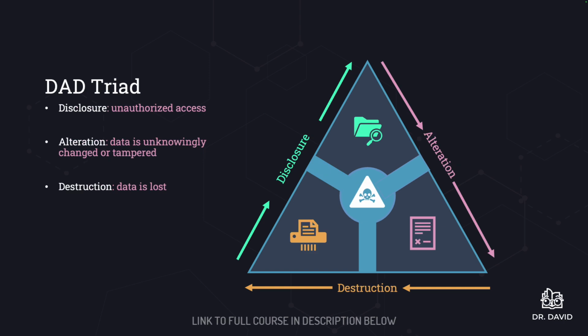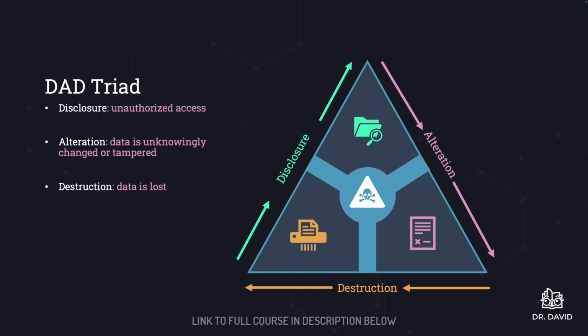Now, the opposite of the CIA Triad is the DAD Triad. For the CIPM exam, you do not need to know the DAD Triad. I am providing you with this simply as some more context to help you better understand the CIA Triad. The DAD Triad is the opposite of the CIA Triad. The opposite of confidentiality is disclosure. Again, that's unauthorized access. The opposite of integrity is alteration, when data is unknowingly changed or tampered with. And the opposite of availability is destruction, when data is lost.